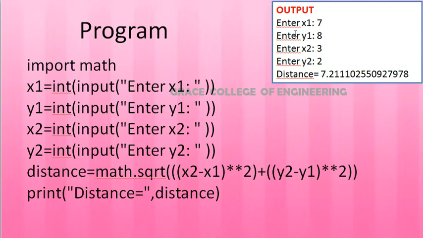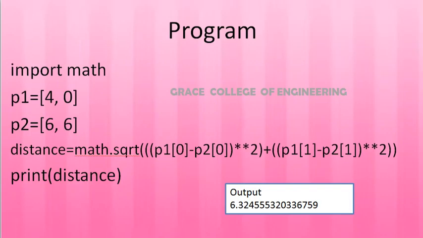See the output. Enter x1, the value entered is 7. Enter y1 8. Enter x2 3. Enter y2 2. The calculation is computed and the final result is distance equal to 7.2111. It will be continued.